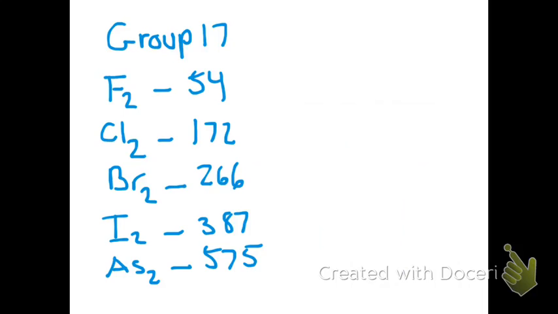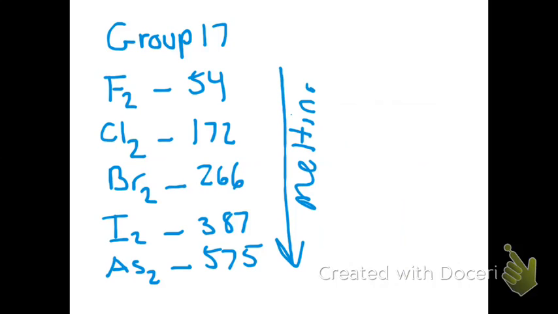So looking at this, what's happening to the van der Waals forces? Well, as we can see, the melting point is increasing as we go down in group 17. So what does that tell us about the van der Waals forces? Well, the van der Waals forces must also be increasing as we go down.